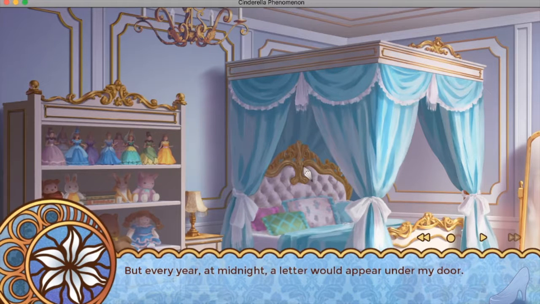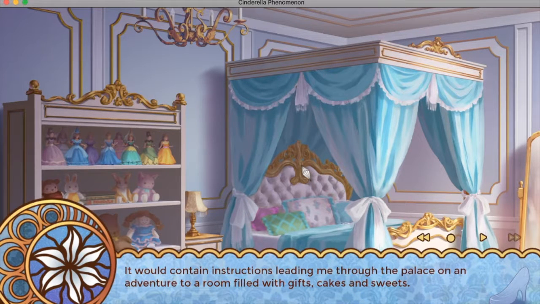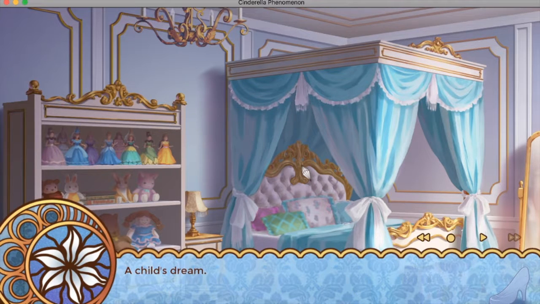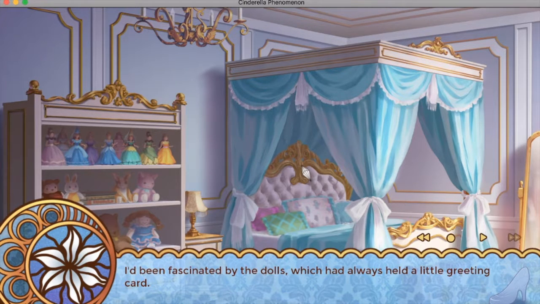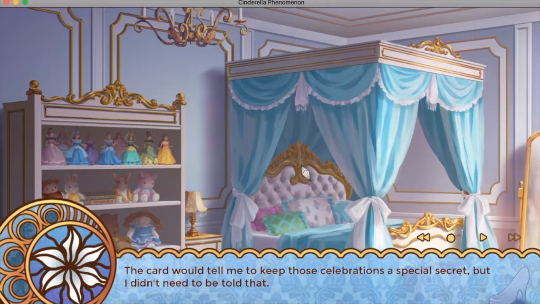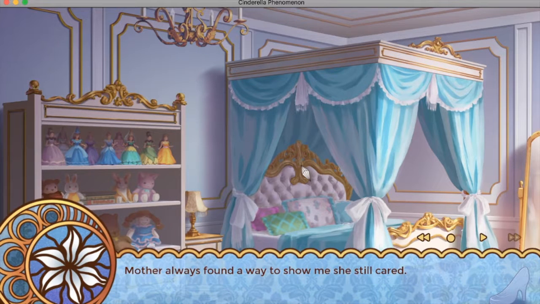But every year, at midnight, a letter would appear under my door. It would contain instructions leading me through the palace on an adventure to a room filled with gifts, cakes, and sweets. A child's dream. I've been fascinated by the dolls, which had always held a little greeting card. A card with the words, "I love you," on it, signed by M. The card would tell me to keep those celebrations a special secret, but I didn't need to be told that. Mother always found a way to show me she still cared, in her own way. The secret celebration had stopped as soon as she disappeared.